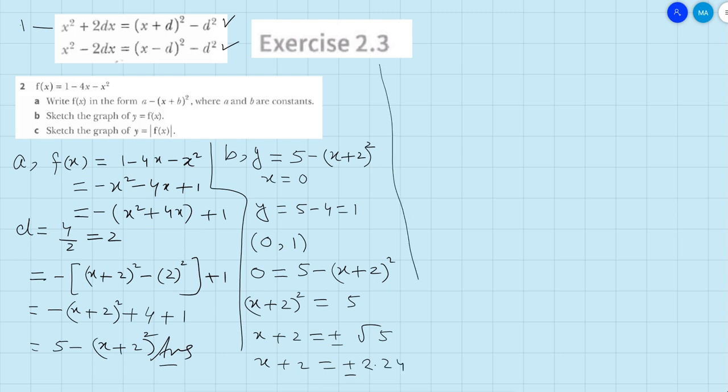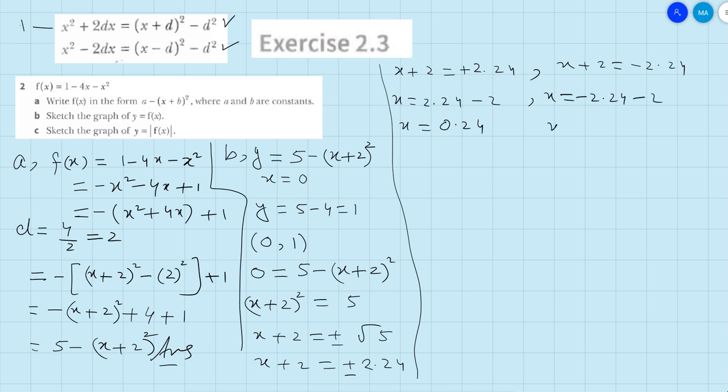Now first we have to write x plus 2 equals the plus term, 2.24. Second, x plus 2 equals take the minus term, minus 2.24. x equals 2.24 minus 2, which is 0.24. x equals minus 2.24 minus 2. x equals minus 4.24.